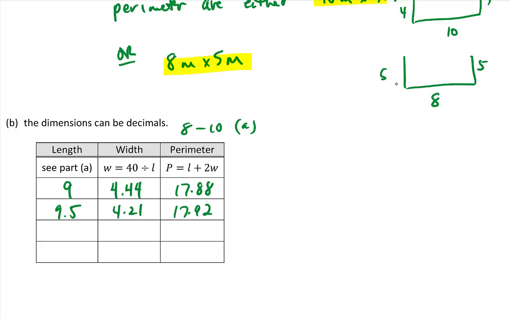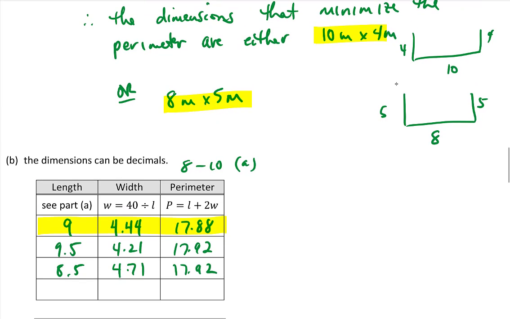And we could do the same thing for 8.5 just to check. So this gives us 4.71, and that also gives us 17.92. This number here, a length of 9, will give us the minimum perimeter. So the dimensions that minimize the perimeter, if we're allowed decimals, would be 9 by 4.44.